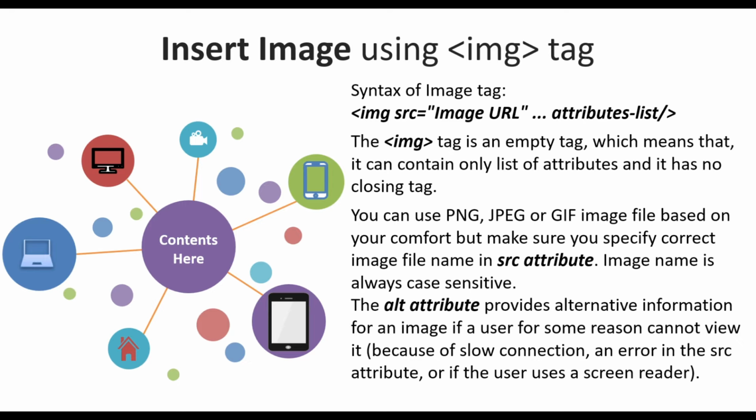The alt attribute provides alternative information for an image if the user for some reason cannot view it, because of a slow connection, any error in the source attribute, or if the user uses a screen reader.